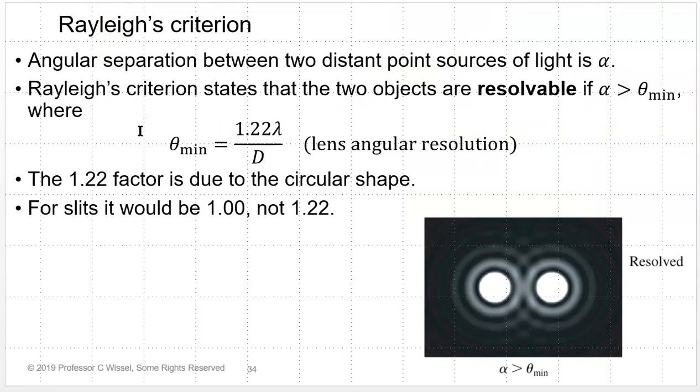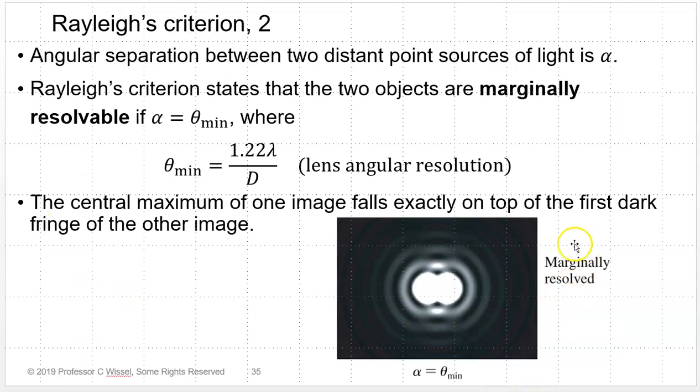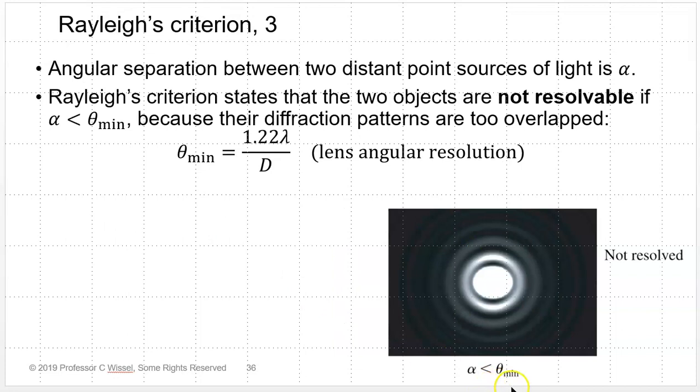Rayleigh's criterion states that the two objects are resolvable if alpha is greater than theta min, where theta min is 1.22 lambda over d. This 1.22 factor is due to the circular shape. If it were slits, it'd be 1, not 1.22. If alpha is greater than theta min, you can tell. Now, here is where it's marginally resolved. This is where alpha equals theta min. You can just see that you can kind of tell that there are two. And this is the diffraction pattern right here, the combined one. Here is where alpha is less than theta min. And you can't tell for sure. Is this one light or two? For best viewing, you want theta min to be as small as possible.